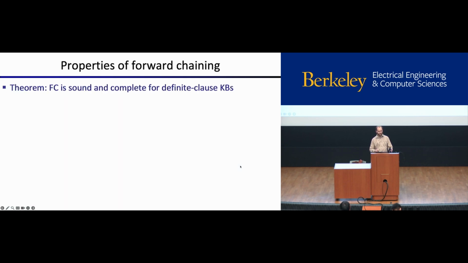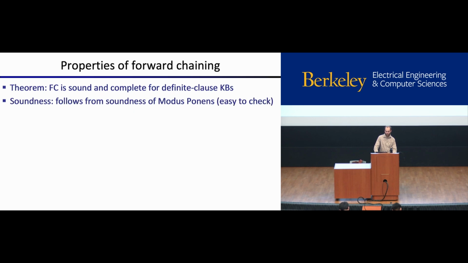So, properties of forward chaining. Theorem, it's sound and complete. Awesome. That's what we want from an inference algorithm. For definite clause knowledge bases, they have to be in this very precise form. It is, in fact, quite limiting. You can't express an arbitrary sentence in this definite clause form. But if you get lucky and you have a knowledge base of this form, then here's how you can prove things quickly. So the soundness follows from modus ponens, easy to check.